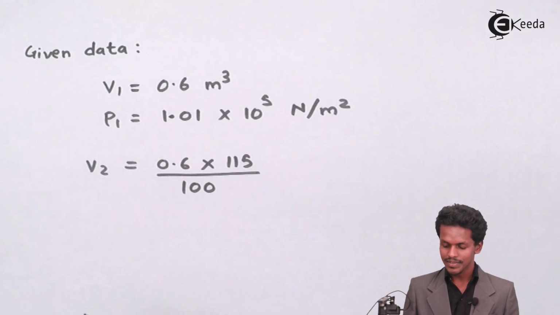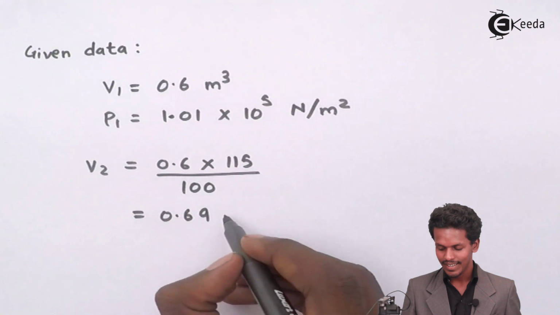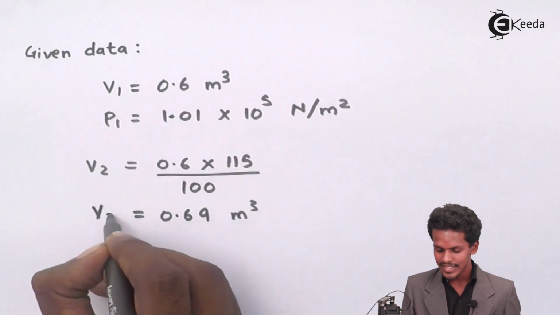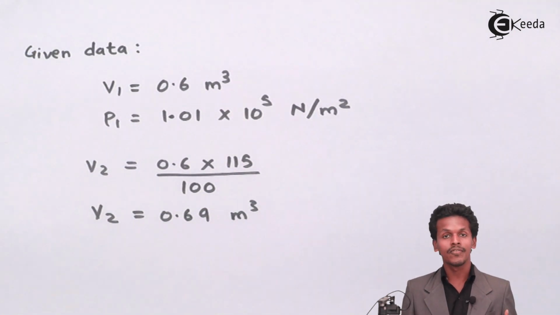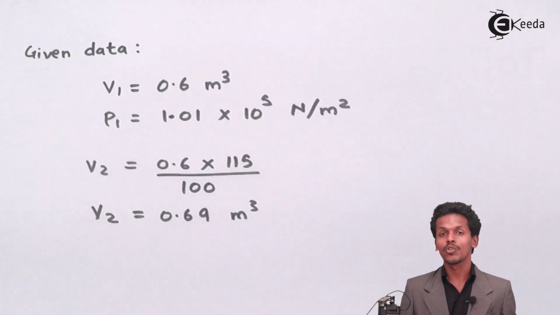So what we have got is 0.69, and yes, the unit will be cubic meter. This is the value of the volume which has been increased by 15% when the initial volume is given as 0.6 cubic meter.